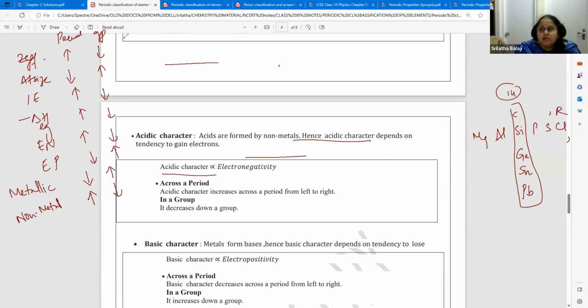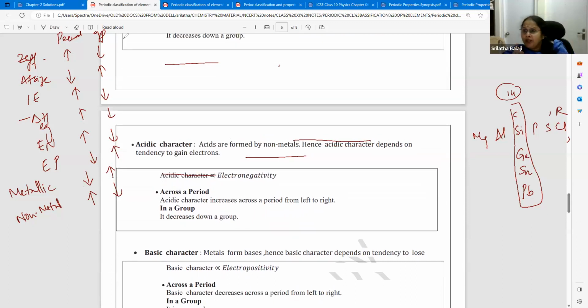Is that understandable? The moment you understand electronegativity, there are a few properties which are directly related to electronegativity and few directly related to electropositivity. Electronegativity and electropositivity are opposite in nature, isn't it? So metallic goes with electropositivity, non-metallic goes with electronegativity. Is that clear?